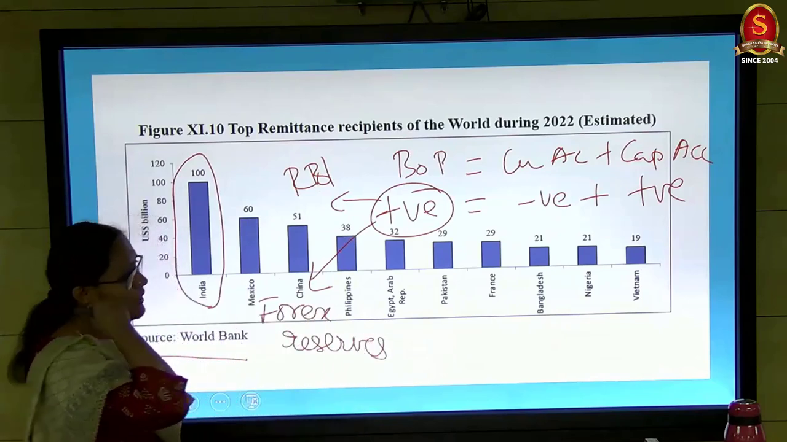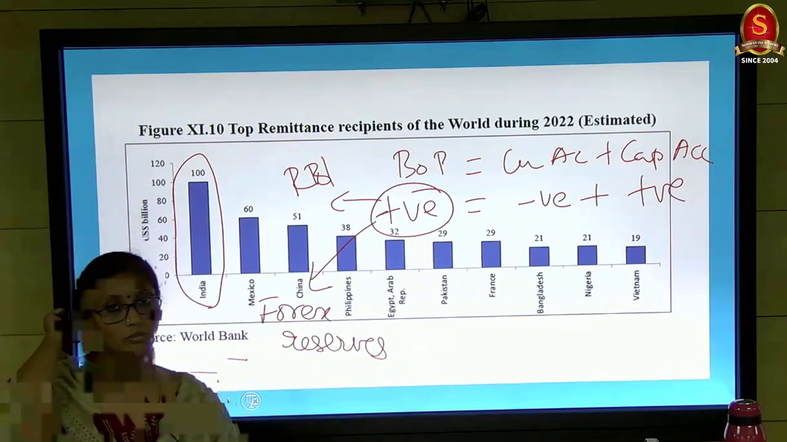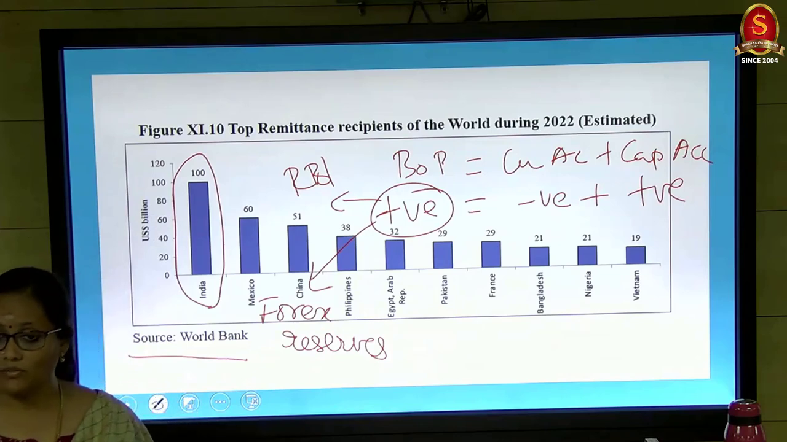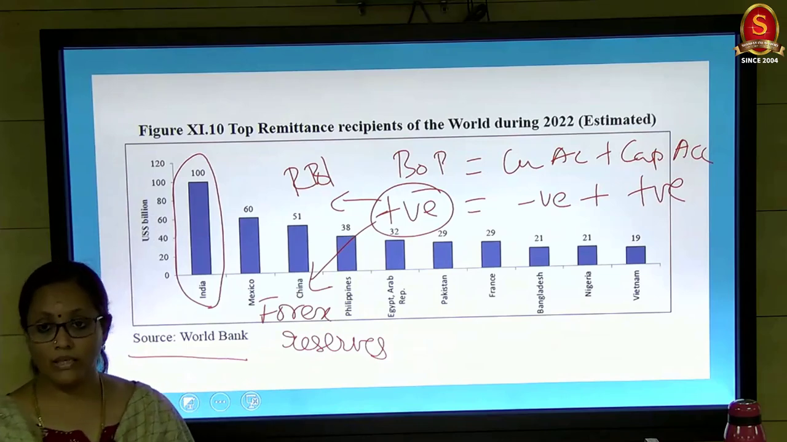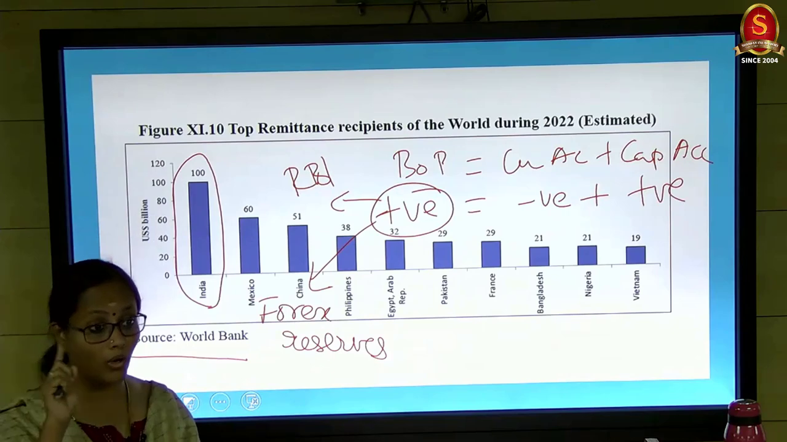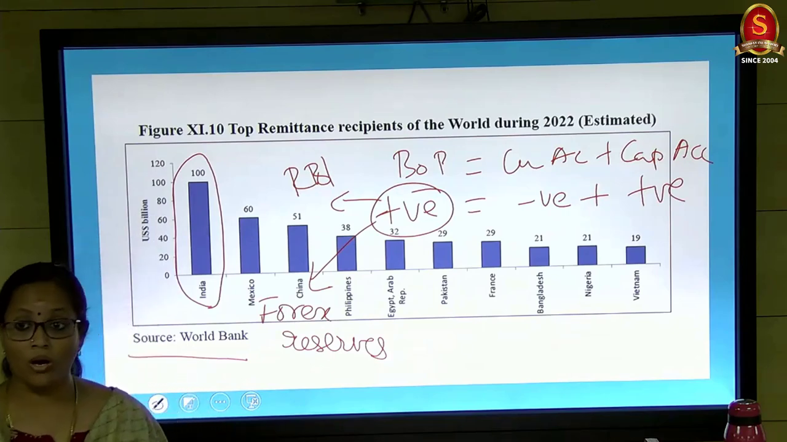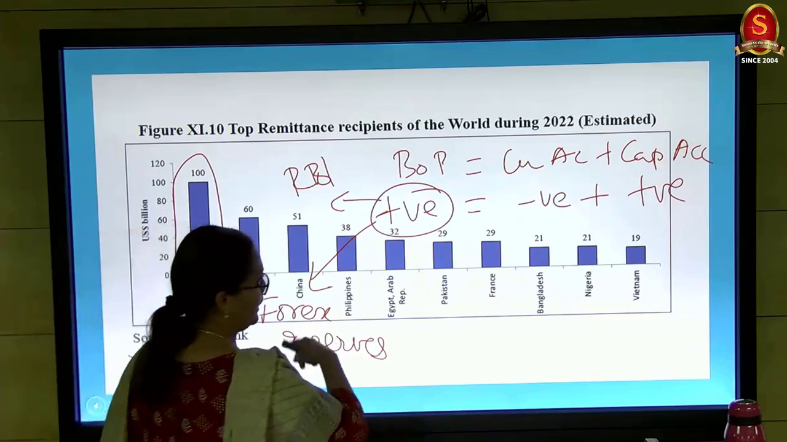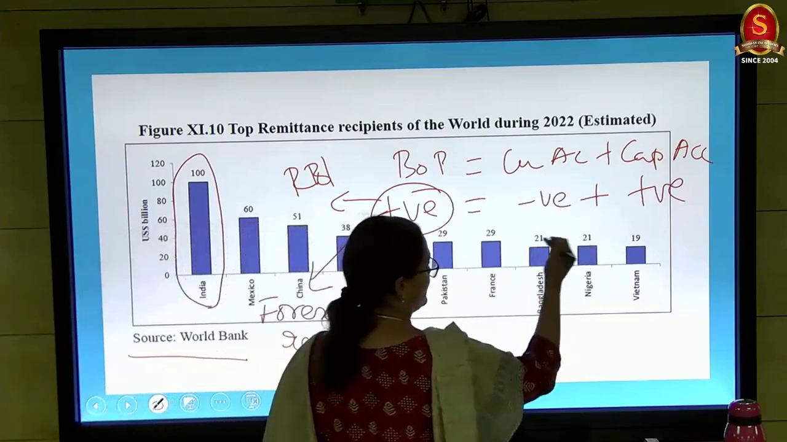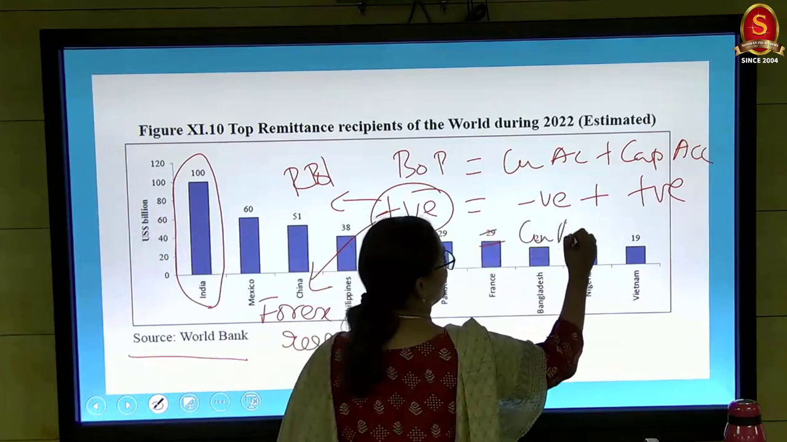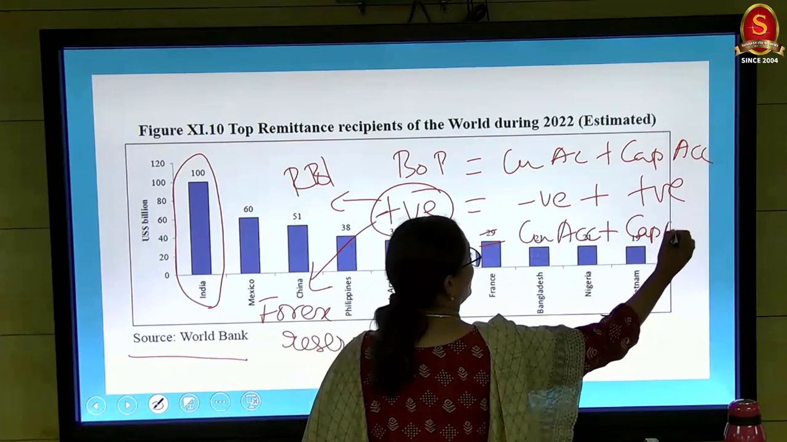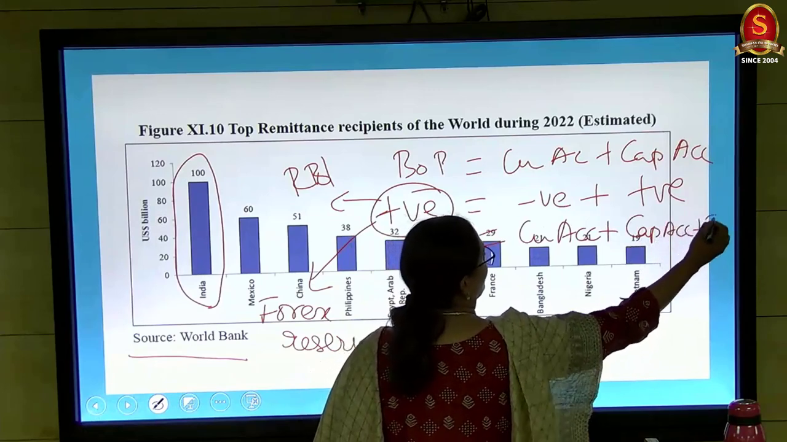How is India earning in foreign exchange reserves? Now you tell me. How did BOP become surplus? Capital account. India is earning dollars through the capital account, not through the current account. Right? So they will write this thing itself as a formula: current account plus capital account plus forex.